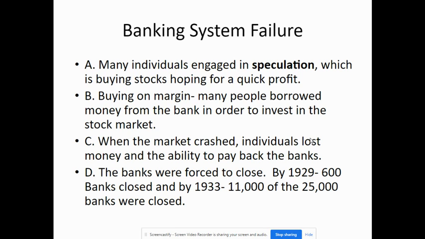The banks are forced to close by 1929. 600 banks closed by 1933. 11,000 to 25,000 banks in the United States are closed. These banks have made bad loans. They didn't really vet the applicants very well.